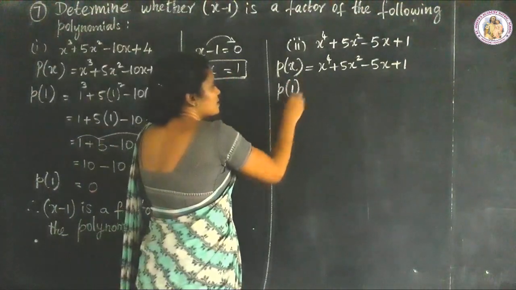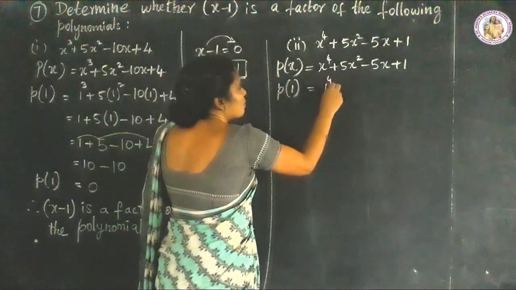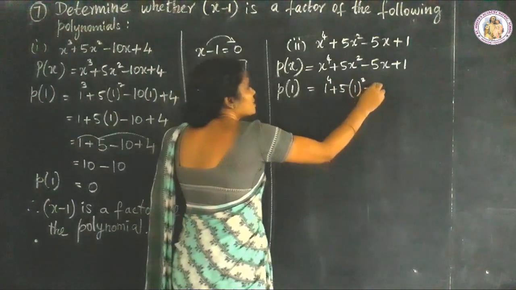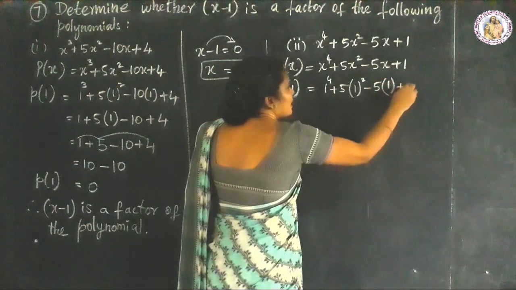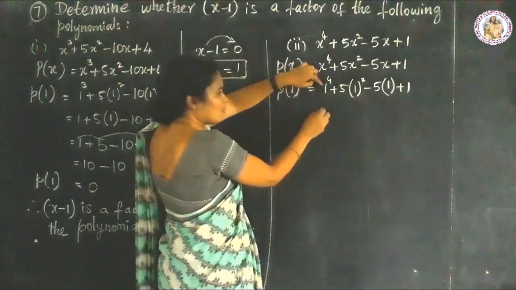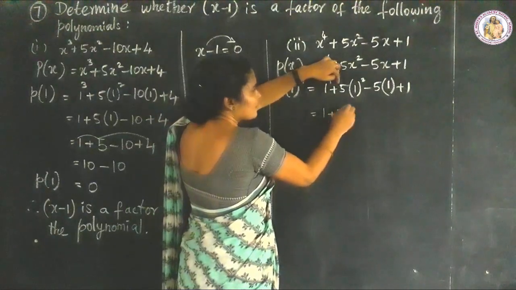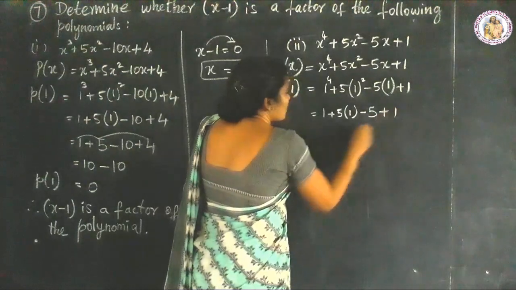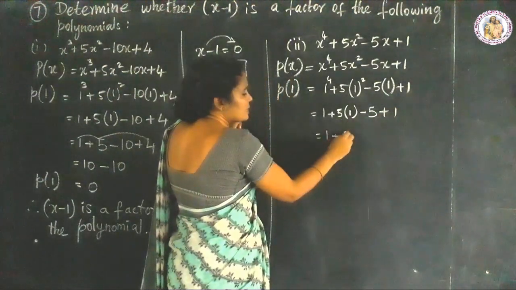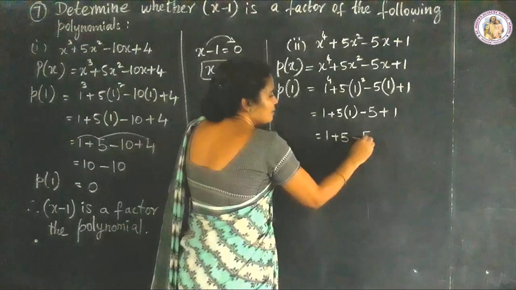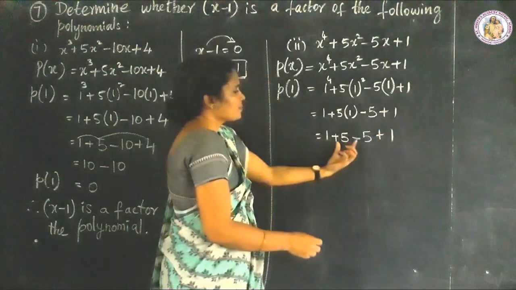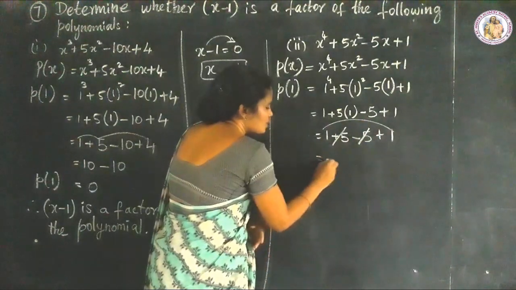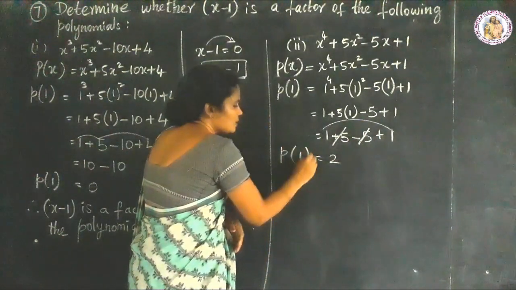Apply x is equal to 1 in x to the power of 4 plus 5 x to the power of 2. So 1 square minus 5 within bracket 1 plus 1. So 1 into 1 into 1, 1, plus 5, 1 into 1, 1, minus 5 ones are 5 plus 1. So 1 plus 5 ones are 5, 5 plus 1. Okay, now here you can see plus 5 minus 5 is 0 and 1 plus 1 is 2. So P of 1 is equal to 2.